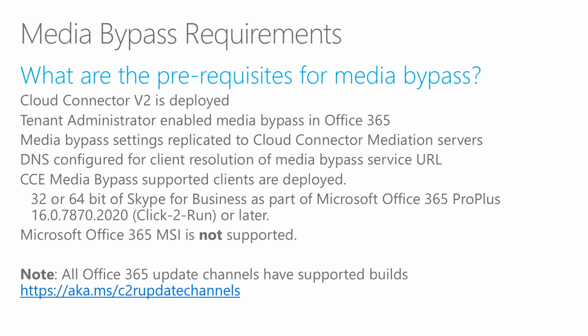Currently, the only supported clients are 32 or 64-bit Skype for Business as part of the Microsoft Office 365 ProPlus, that's click to run, of a build 16.0.7870.2020 or later. Microsoft Office 365 MSI is not supported. And what we mean by not supported, it means any client that is not supported will not take advantage of media bypass. Note that all of the Office 365 update channels have supported builds.